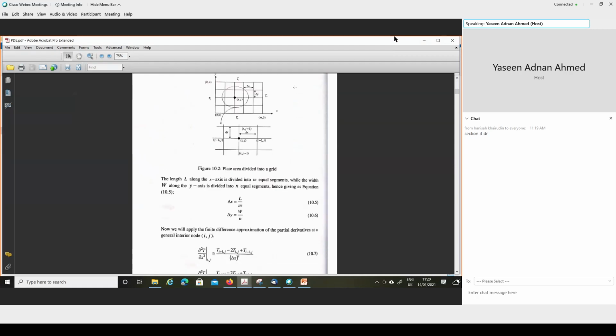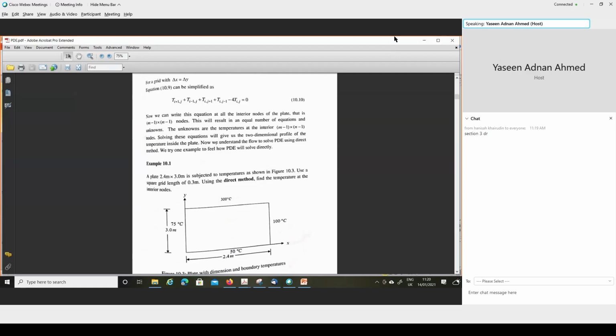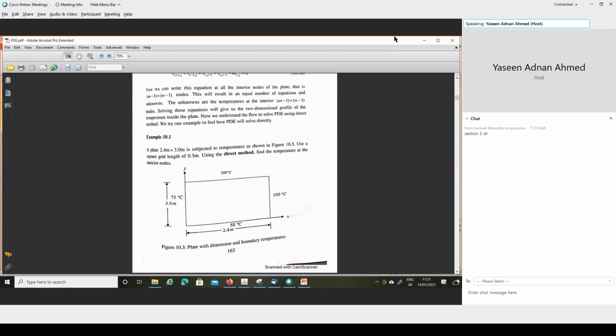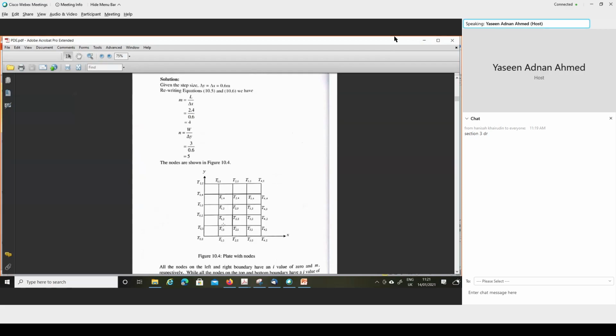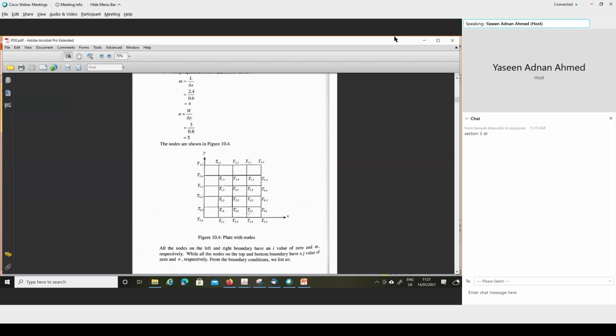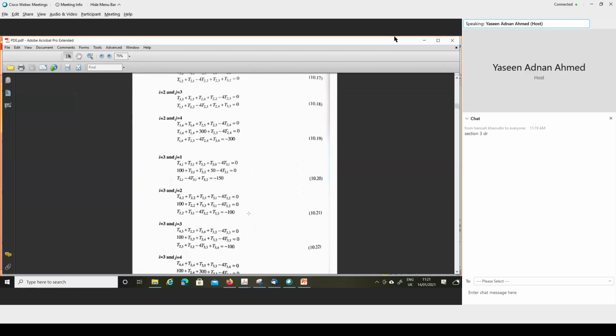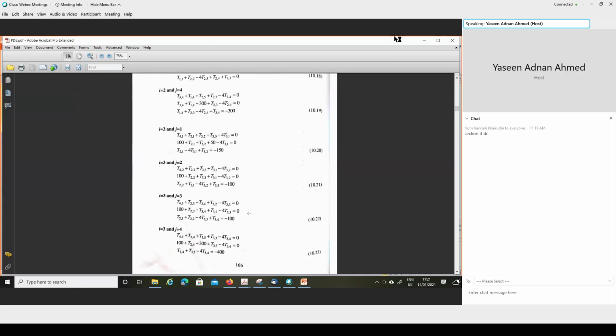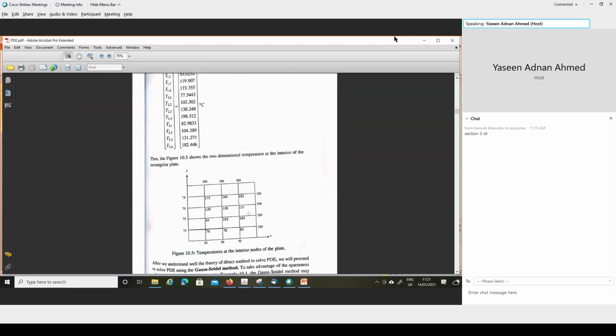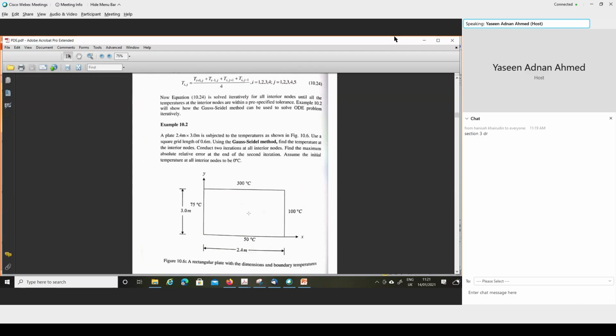PDE, and if you remember last time I said that there are two ways to solve this kind of problem. One is the direct method and another one is Gaussian iteration. We are using the same equation. In the direct method, we do not reshuffle the equation, we just keep it as it is. Here we have 12 unknowns, so we will have 12 equations. We can solve this system of simultaneous equations using any of the methods that you have learned.